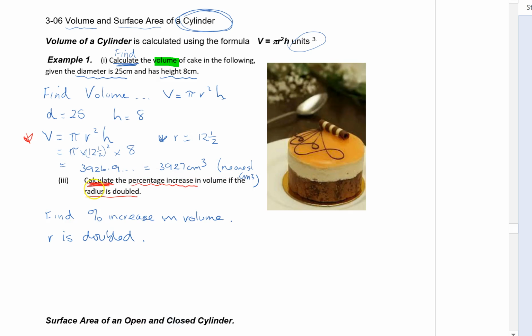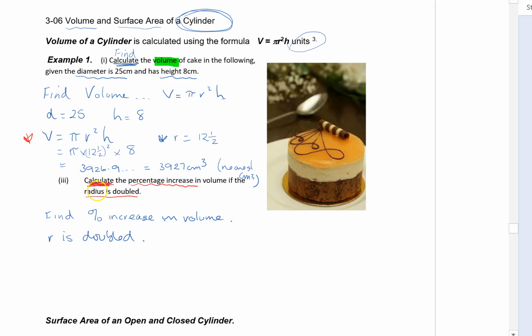Okay, as you can see then in the next part, that should be part 2, it says calculate the percentage increase in volume if the radius is doubled. Now if you haven't done your underlining, then you can pause the video, do your underlining and then come back and have a look at what I've done.